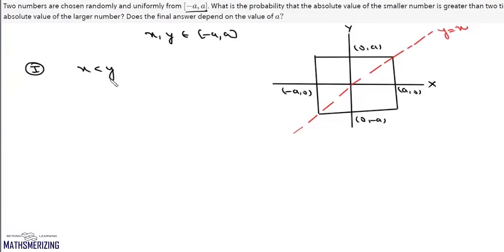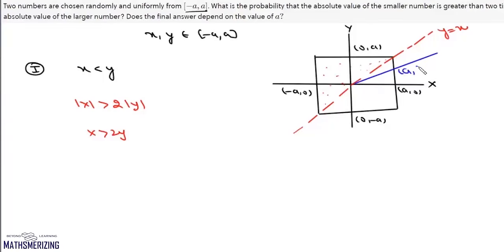Now when x is less than y, we are talking about all the points which lie above this line. Now we have this condition that the absolute value of the smaller number, that is mod of x, should be greater than 2 times mod of y. Now in the first quadrant, we'll have this condition that x is greater than 2y. So we'll draw this line, y equals x by 2.